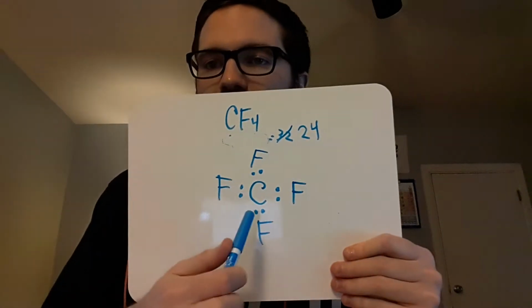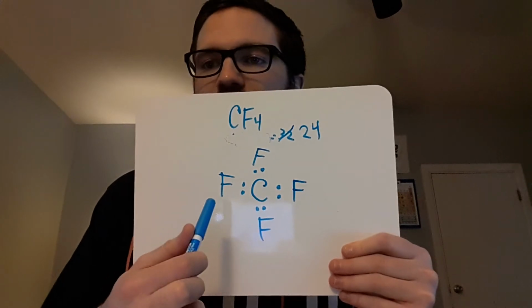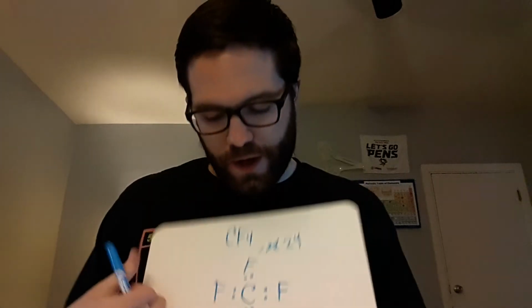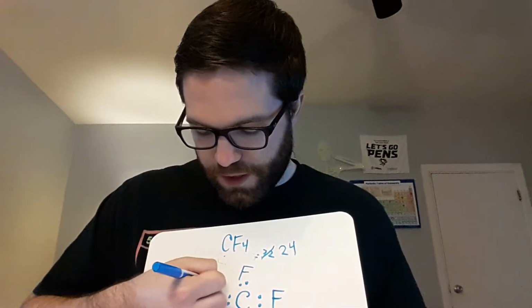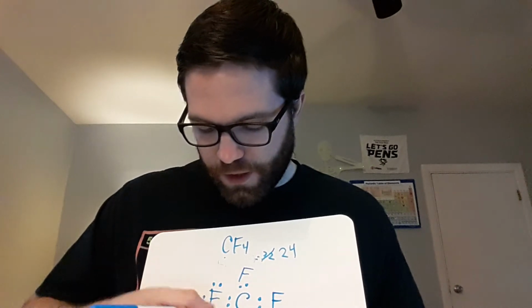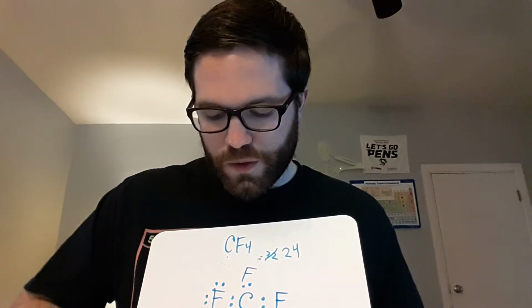Okay, so the carbon is happy. Now we need to make sure that each fluorine is happy and has an octet or 8 electrons around it, right? So let's start with this fluorine. It needs 6 more, so I'm going to add 3 pairs. Good, now it has 8. I'm going to add 3 pairs to this fluorine.